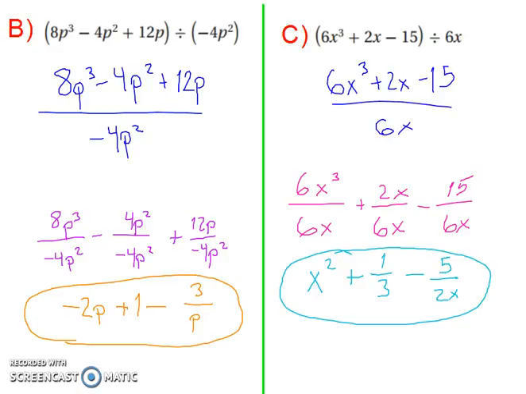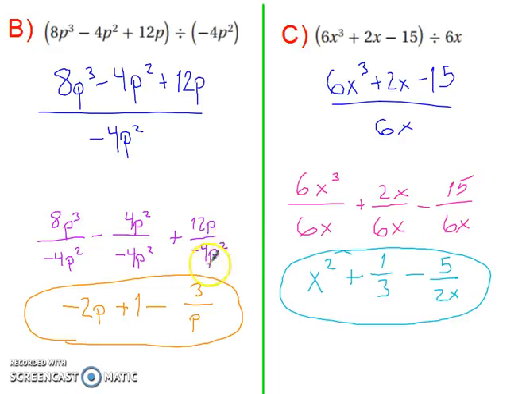So similar to the way we did the last problem, we have our 8p to the third divided by negative 4p squared. That gave us negative 2p. Negative 4p squared divided by negative 4p squared, well, that's just positive 1. Negative divided by negative is a positive. And then we get a little bit more challenging. We have 12p divided by negative 4p squared.